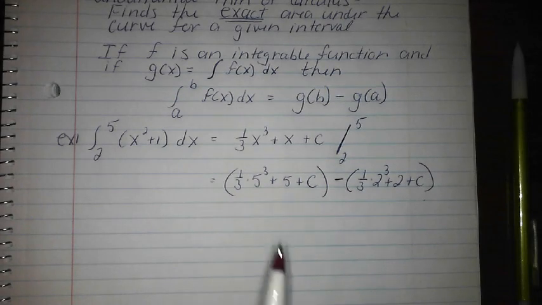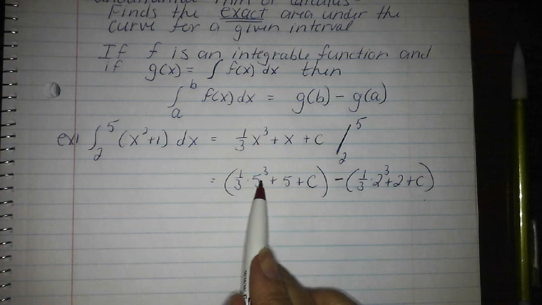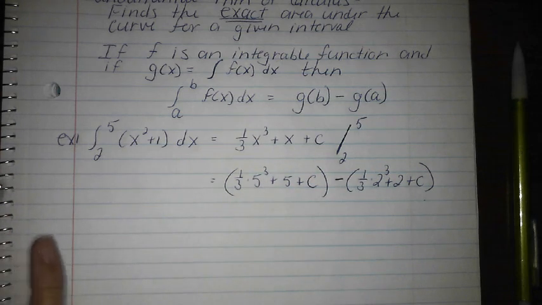So 1/3 times 5 cubed, not that I can do that. Let's see, that's 5 cubed, I think, is 125.